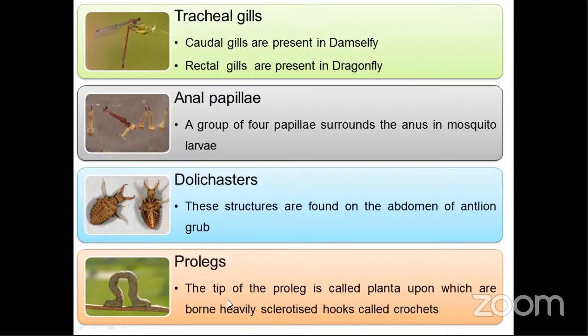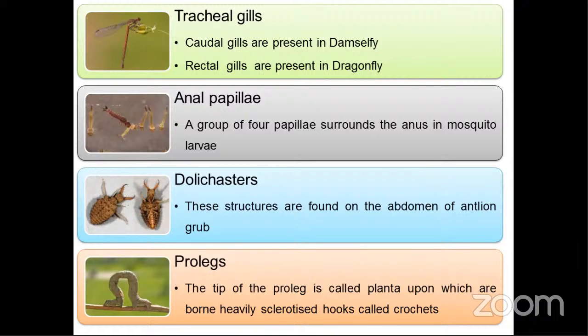And next one, prolegs. Prolegs are found in caterpillars. They are unsegmented only, and are 2 to 5 pairs. In the case of semilooper, which is different, and looper, which is different, these are unsegmented only. The tip of the proleg we call the planta.